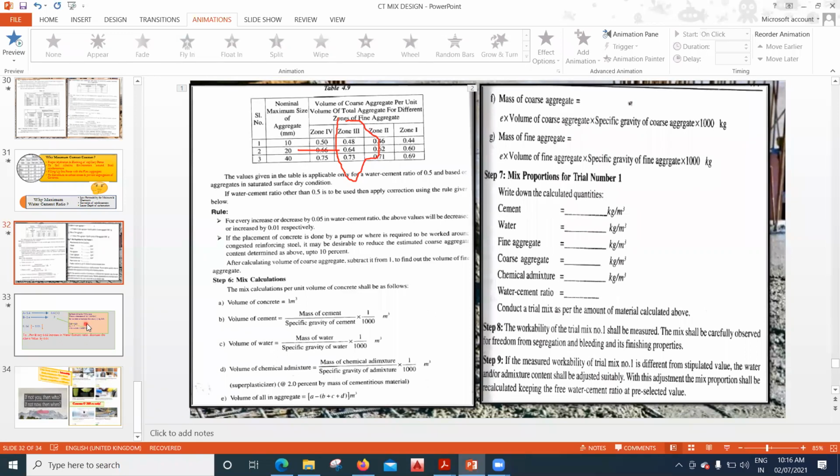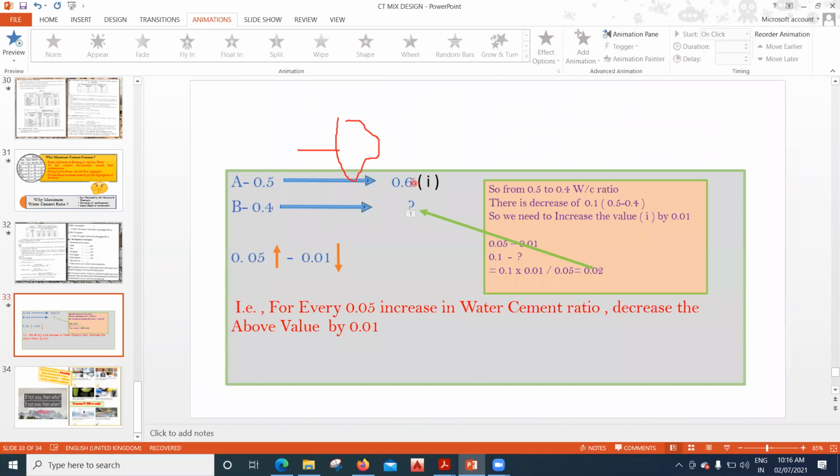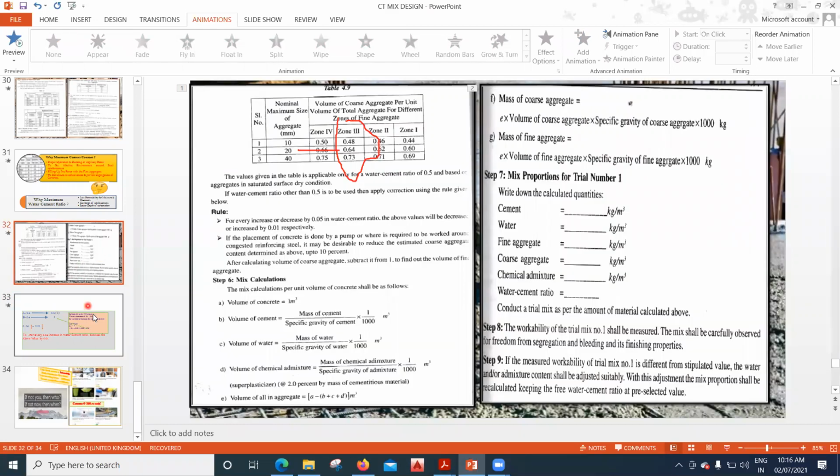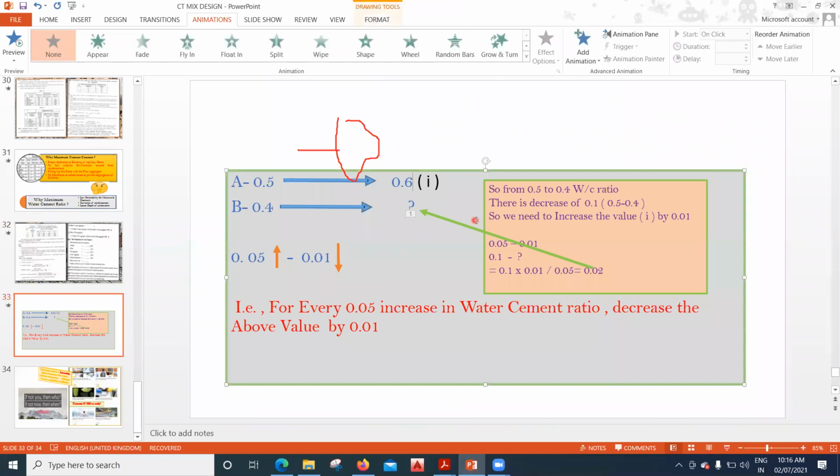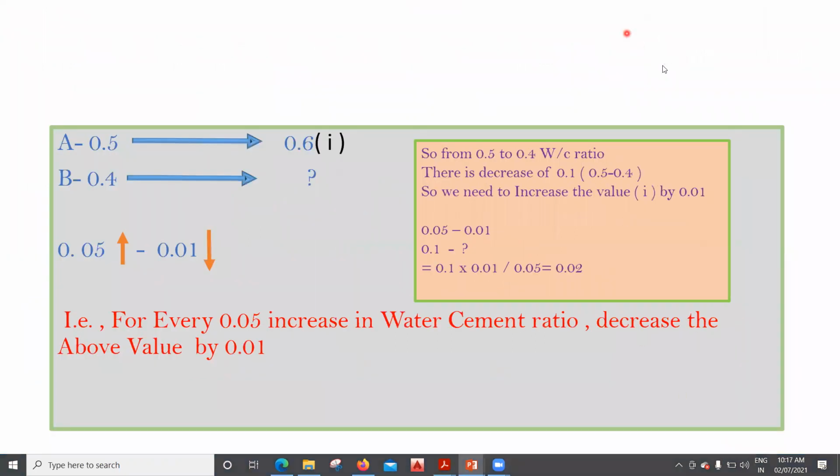Then what would have happened? Here, instead of 0.6, I would have written 0.64. Then based on that your values would have changed, right? In this way you need to carry it out. Yeah, so I'll erase everything. I hope up to here it is clear.